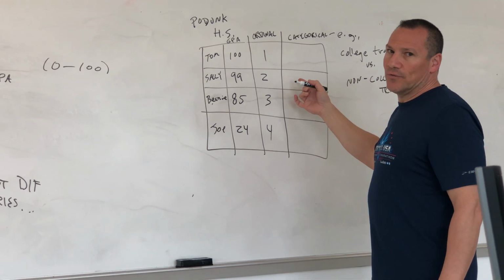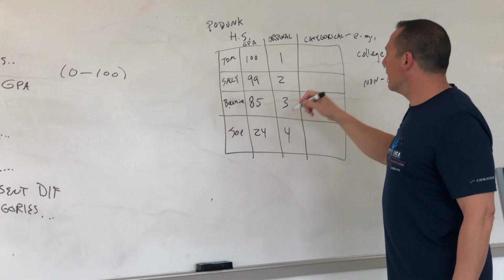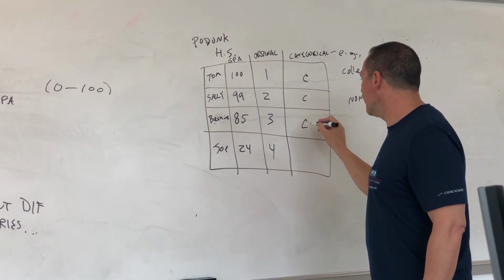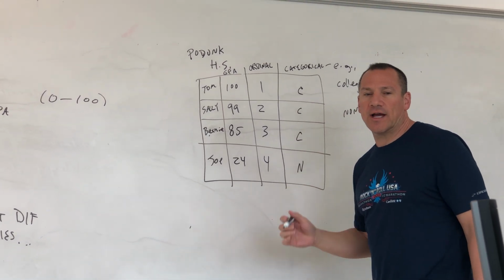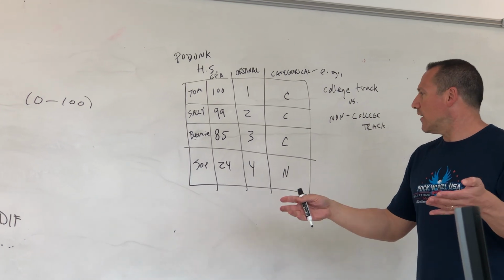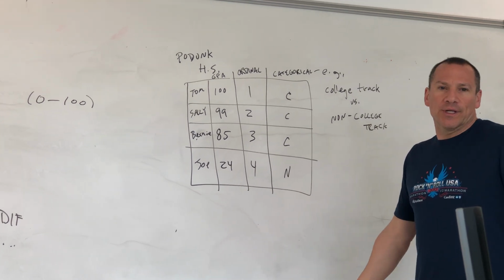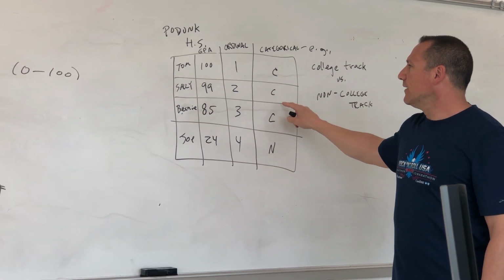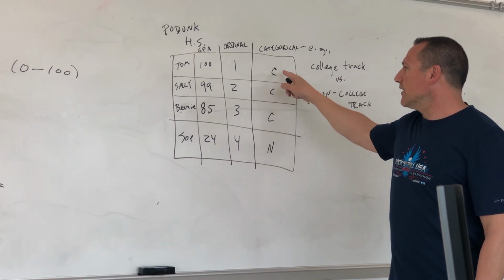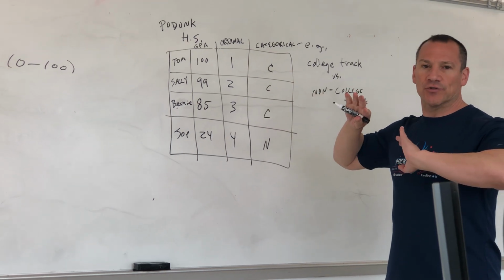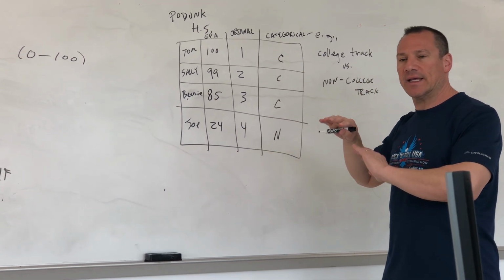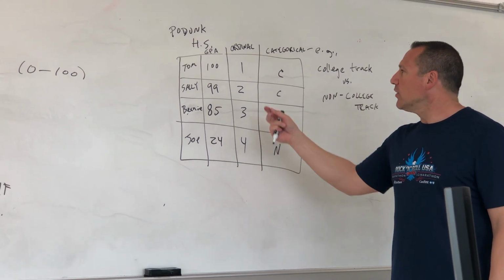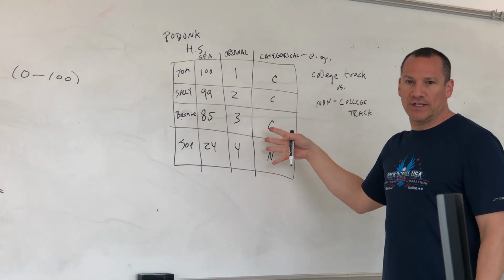And so you might have Tom, Sally, and Bernie all tagged with a C as college track, and you might have Joe tagged as non-college track in the high school's data set, and you don't really know. Like, you don't know that Bernie did a lot worse than Sally did relative to Tom. All you know is that those three are sort of in this general college track category, and that Joe is not in that particular category. You're losing even more information when you go into categorical.